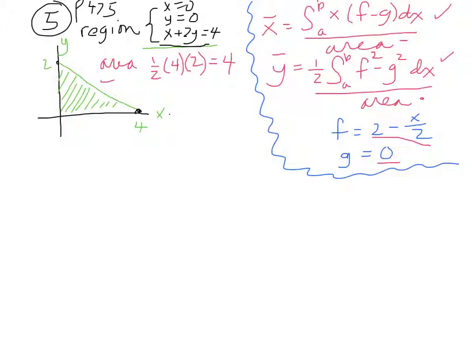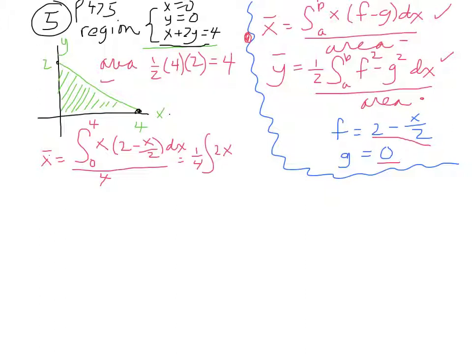So using this formula here for x bar, we will write x bar is equal to the integral from a to b, which is going to be 0 to 4, of x times f. f was 2 minus x over 2, and we're integrating with respect to x. We're also going to divide through by the area, which is 4. So when we simplify that, I get 1/4 of the integral of, when I multiply that out, 2x minus x squared over 2, and we integrate from 0 to 4 again.